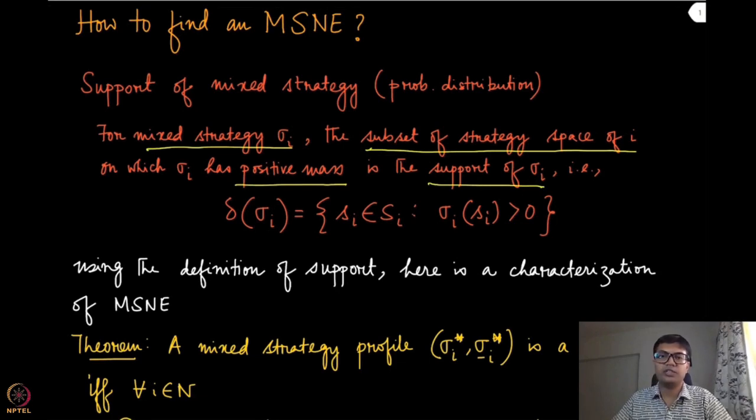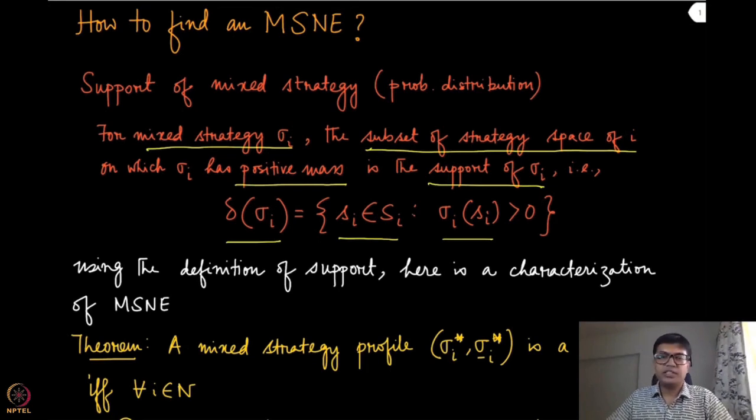So whenever you are giving a specific probability distribution, you already know what is the support of it. In that example, there was left and right. If the probability mass was positive in both these cases, then the support is both L and R. If it is zero on one of them, then the other one remains in the support. So formally, delta of sigma I denotes the support of sigma I, which is the collection of all those strategies in the strategy set where this sigma I has a positive probability mass on that strategy SI.